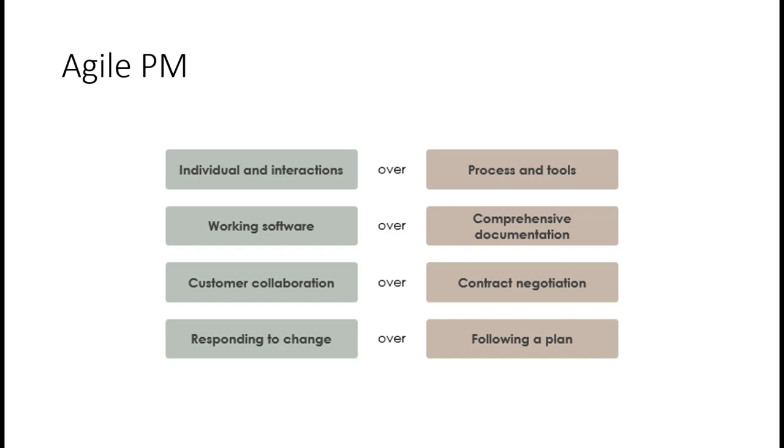The approach is summarized in a one page document called the Agile Manifesto, which we can see here. So it includes these four main values: individuals and interactions over process and tools, working software over comprehensive documentation, customer collaboration over contract negotiation, responding to change over following a plan.